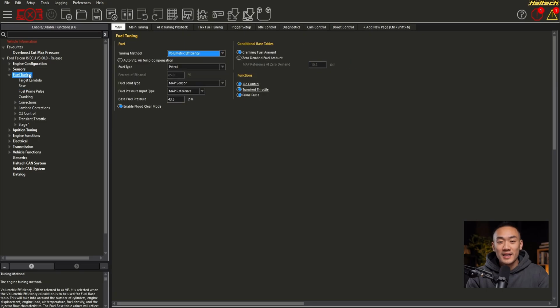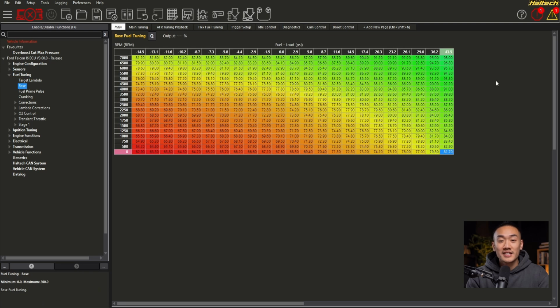This is the point where a lot of beginners go wrong, so it's worth slowing down here. The VE table is not a fuel table. It does not tell the ECU how much fuel to inject. It tells the ECU how efficiently the engine is filling its cylinders with air. Fuel only comes into the equation after airflow has been calculated.